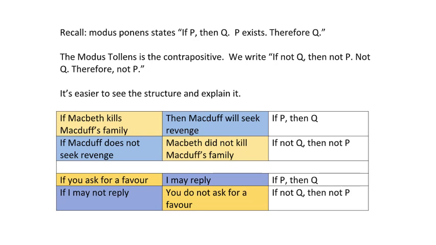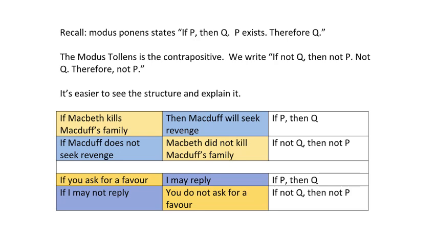P implies Q. You ask me a favor, I may reply. Now we can write this as a contrapositive or modus tollens. In reverse order, we write I may reply with a negative, I may not reply, and then we rejoin it with, if you do not ask for a favor.